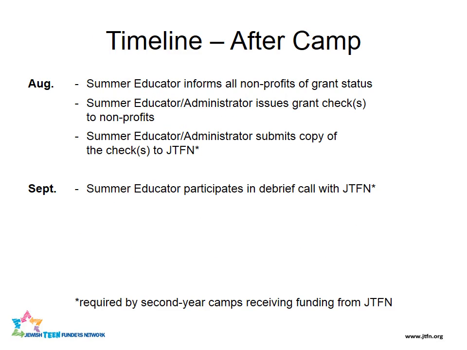Then when we think about the camp summer ending in August and September, you will inform all nonprofits whether they did or did not receive a grant from your camp, and then issue checks. That might actually be done by the administrator or someone in your bookkeeping office to the nonprofits, and then we will see copies of those checks here at JTFN. That's a really important step to make sure that we see those.